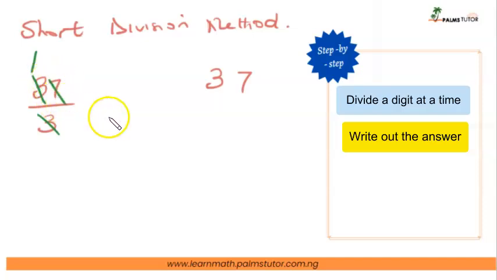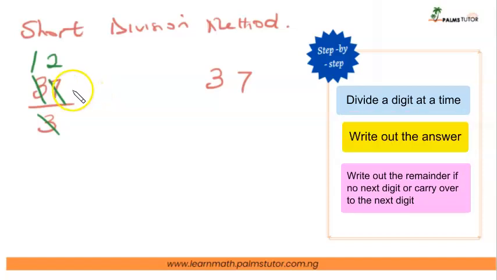How many 3's do you have in 7? That's 2, because 3 times 2 is 6. But the 7 has not been used up. We have a remainder, and then you write out the remainder, 1, if you don't have any other digits after it. So the answer to this is 12 remainder 1.